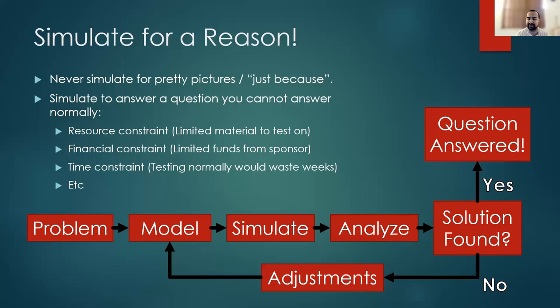All right, so first things first, I want to say never simulate for any pretty pictures or just because. Always simulate to answer a question that you cannot answer normally. So because there's a resource constraint, meaning you have limited material to actually test on, you have a financial constraint, so you have limited funds from your sponsor or something, there's a time constraint. So doing a normal test, while maybe you have the resources and financial capabilities, actually making it and doing the test is time consuming, which would waste weeks, so you can't do that, et cetera, et cetera. In all of these cases, go ahead and simulate to figure out what the answer is. And usually the workflow goes like this.